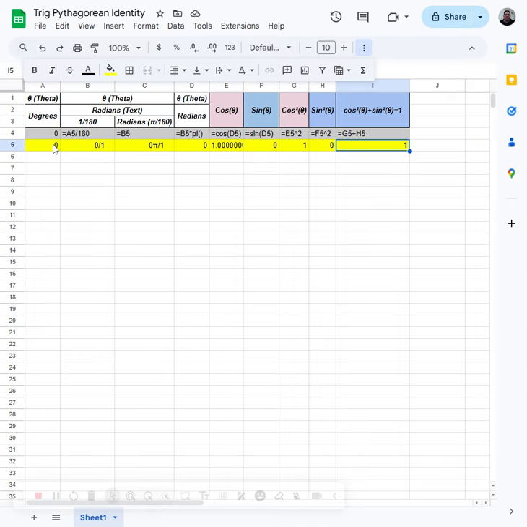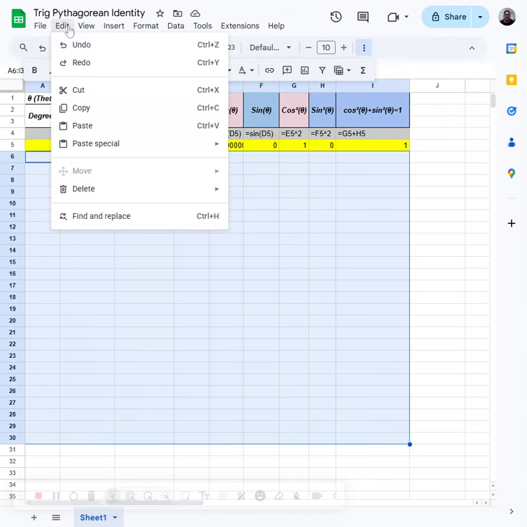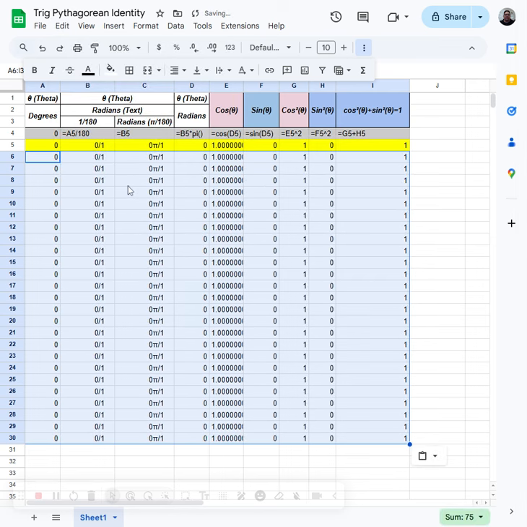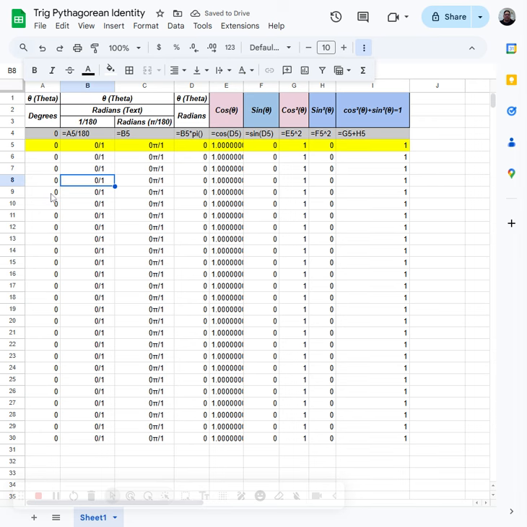So now what we want to do is highlight that yellow strip and then copy, go to edit and copy, and then go to the next several cells if you want to. Just highlight several cells like this, and then edit and we want to paste special, formulas only, so that they're not yellow.